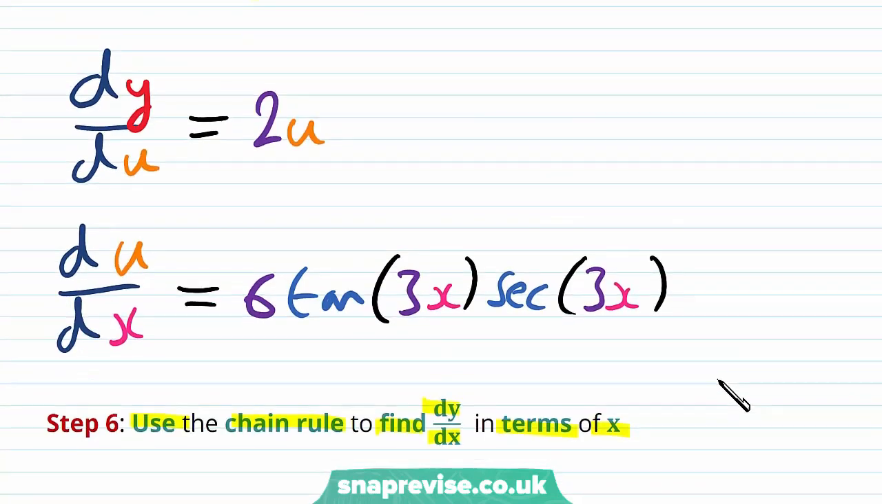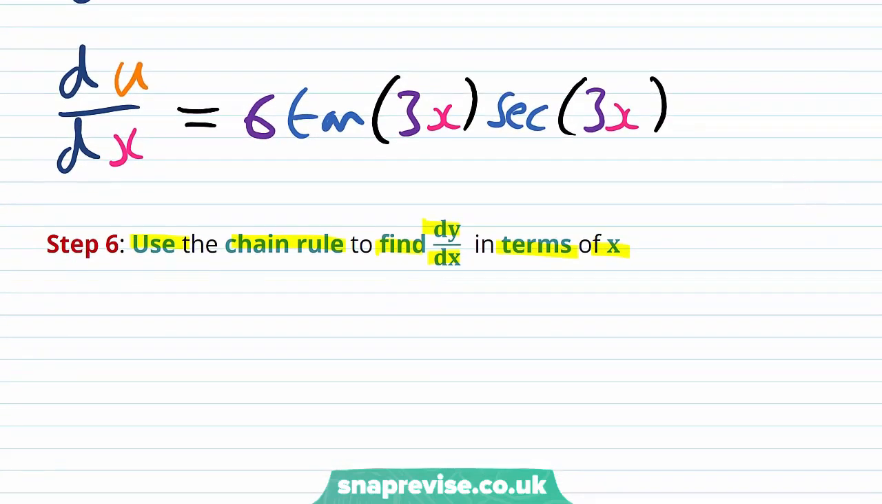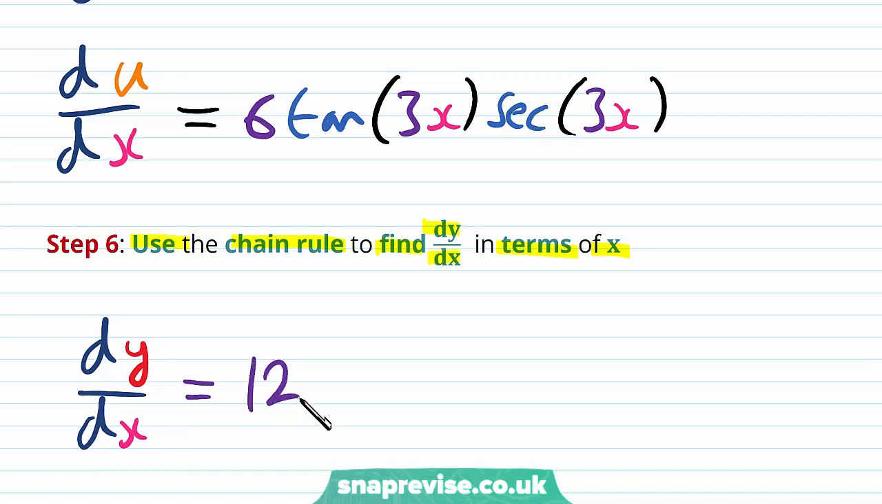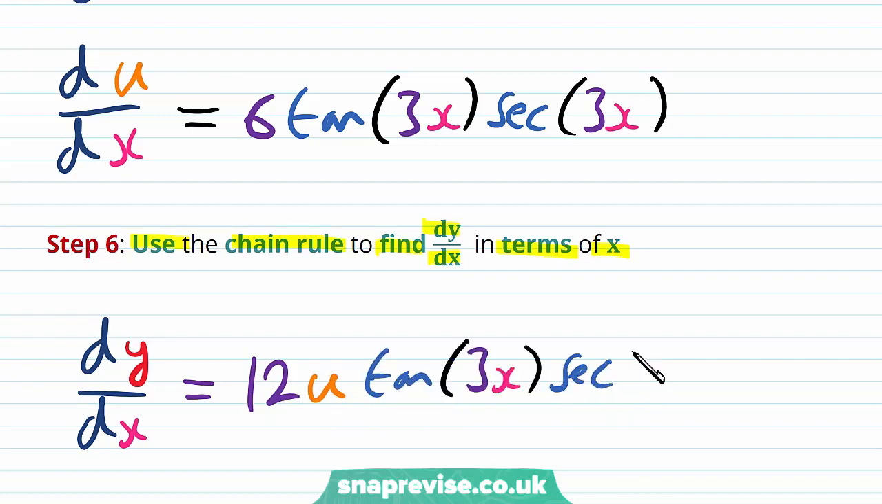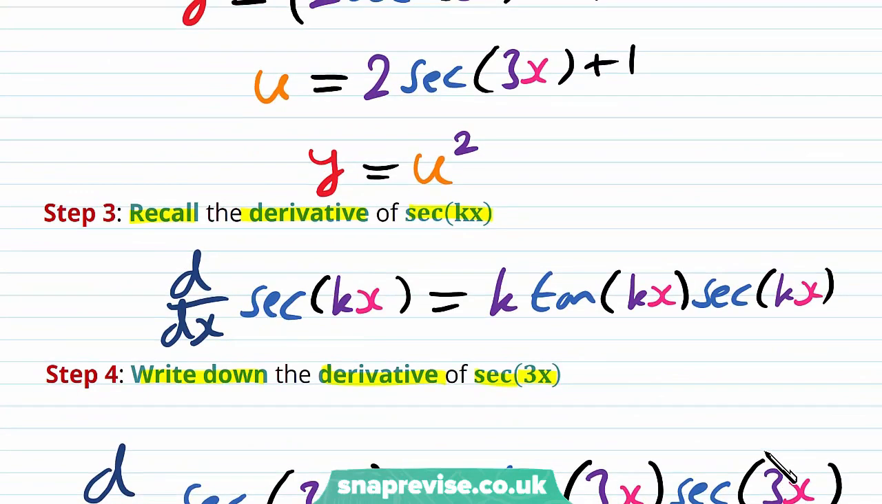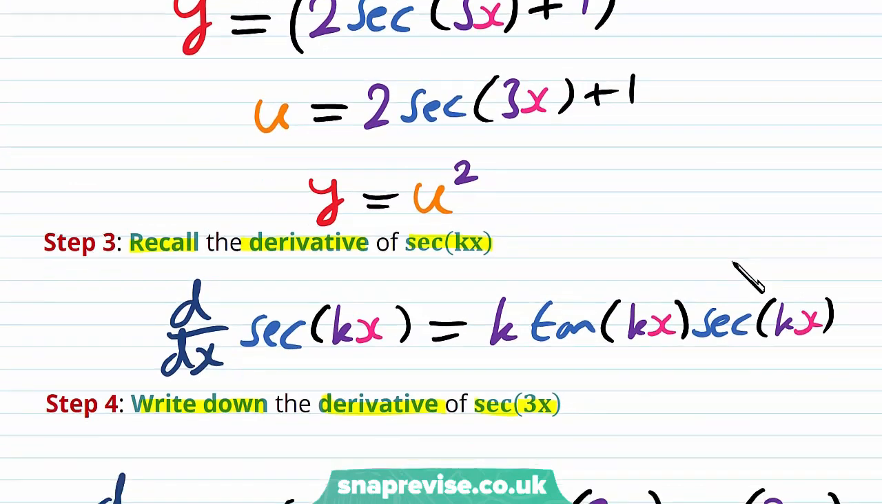Well, we know by now that we take these two expressions and multiply them together. And so we're going to get for our dy by dx, just by multiplying these two expressions together, the constant outside is 12, and then we have a u, and then a tan of 3x multiplied by a sec of 3x. We're not done quite just yet, because we need to resubstitute our u in terms of x, and u is equal to 2 sec of 3x plus 1.